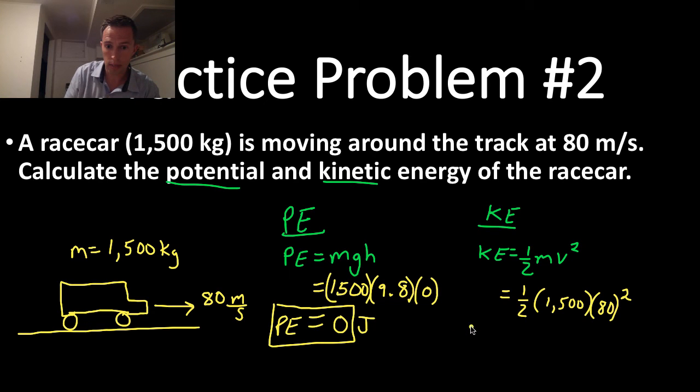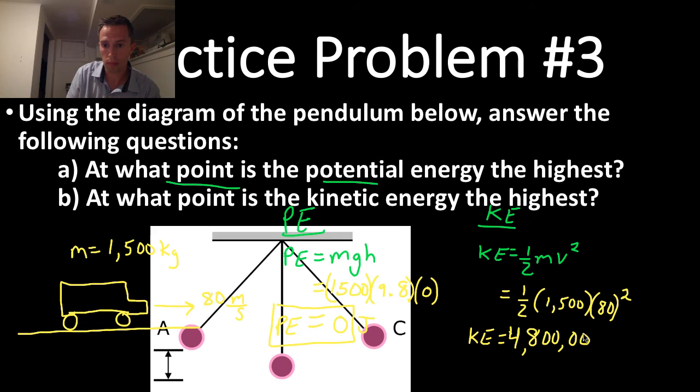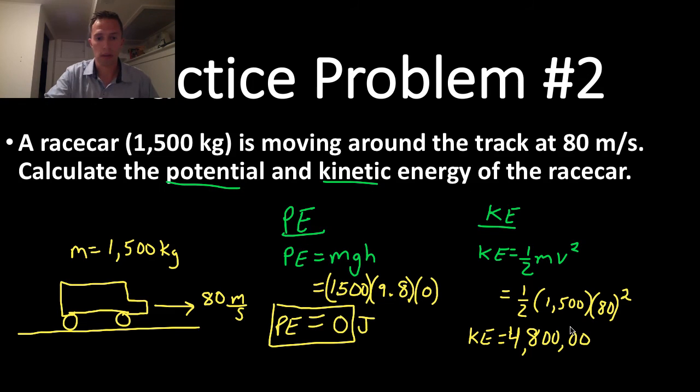So kinetic energy is equal to, let's see, 4,800,000, and that again is an energy value, so our unit is going to be joules.